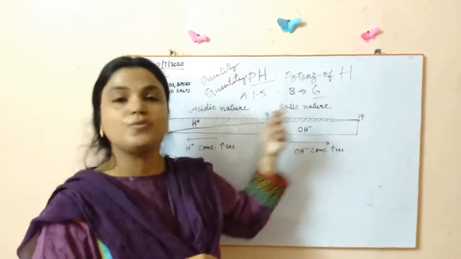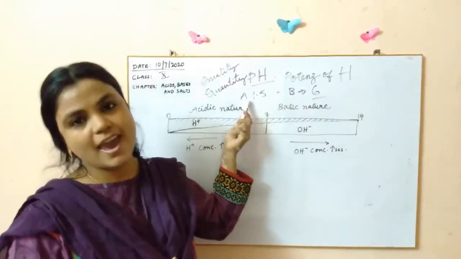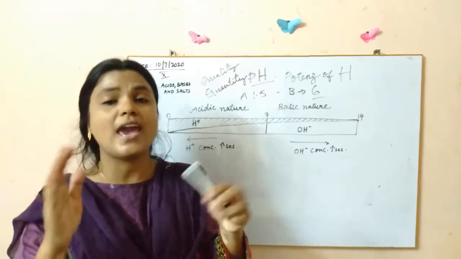So out of this, which one has a lower pH? It is A. A has 1.5 only. So A is more acidic.